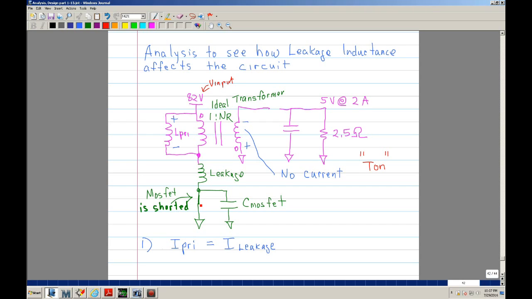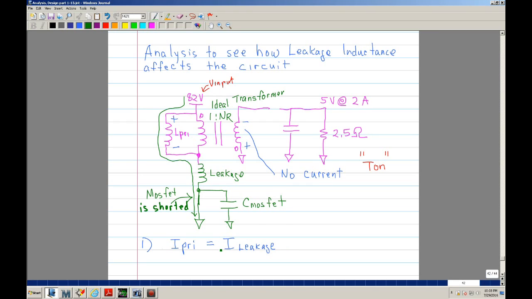Okay, and during this time, your MOSFET is shorted. So during this time, you're going to have current flowing in this direction.